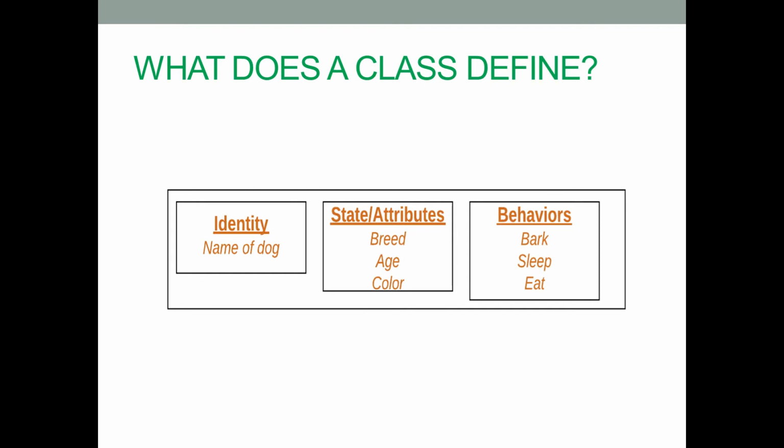So the attributes are breed, age, color, and another thing that a class defines is behavior. The behaviors I have described here are bark, sleep, eat, and there are many other behaviors as well. For the time being, I am just showing these three. These are the things that a class actually defines in any program. When we define a class, we can see these kinds of things.